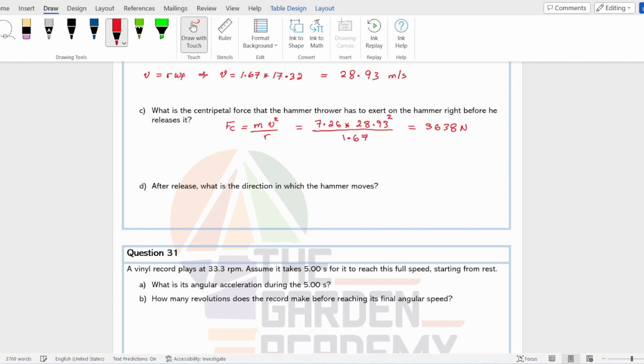After release, what is the direction in which the hammer moves? Now we want to find the direction at which the hammer moves. Of course, we know that it moves in a tangential direction to the circle. So let's write it down. It will move in a tangential direction to the point of release.